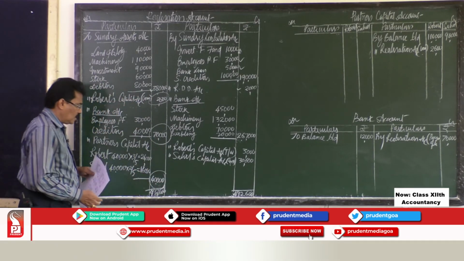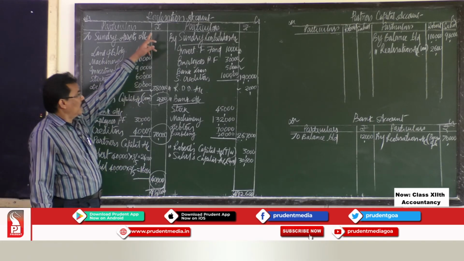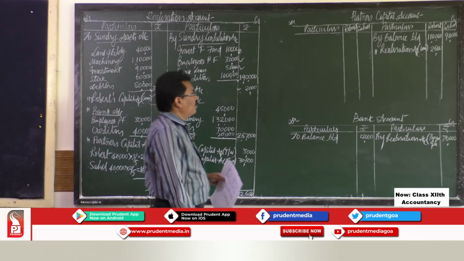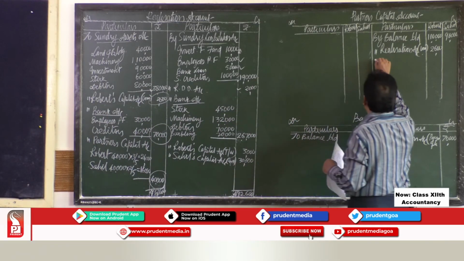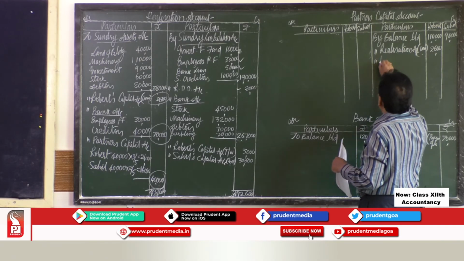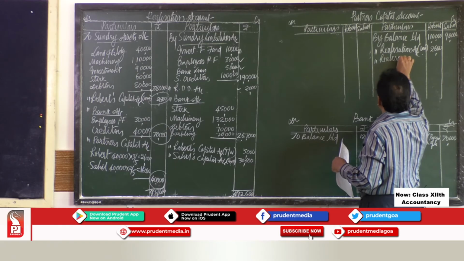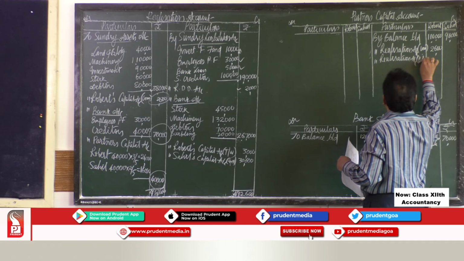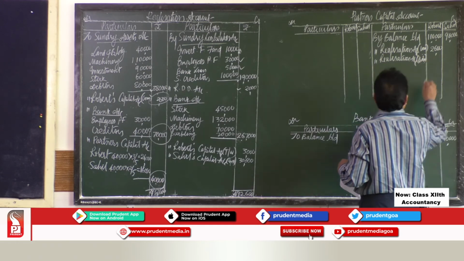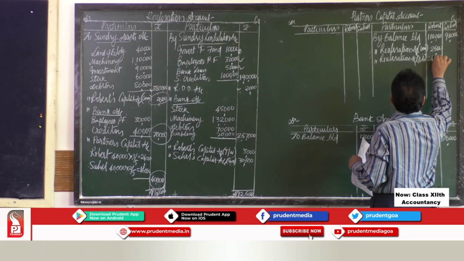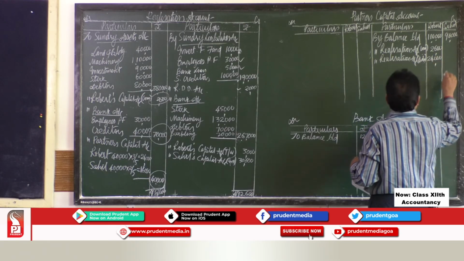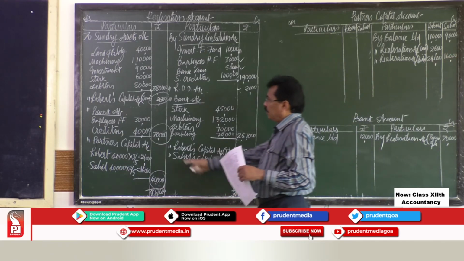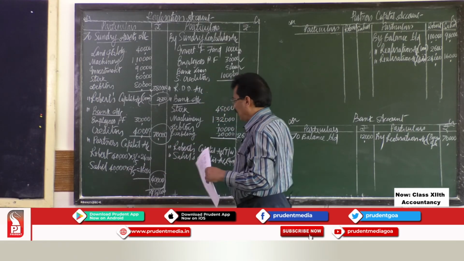Now you have to transfer this profit. Realization account debit to partners capital account. So in partners capital account it comes on the credit side. That is, by realization account. This is share in profit, profit on realization, that is 24,000 and 16,000. So we have done the posting of the debit side.